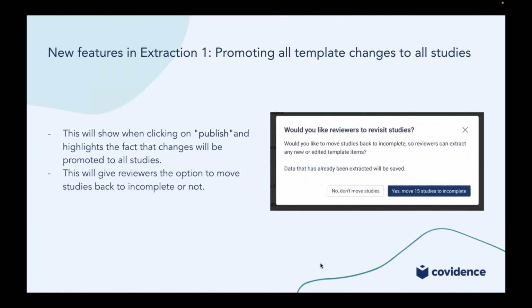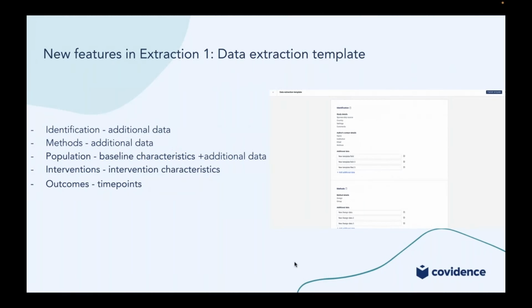Just a bit more detail on those. Just click to the next slide, Gita, thanks. So this is a bit of detail on the data extraction template. You see you can extract identification, methods, population, interventions. Those are set up for you and they're in a standard format, but what you can do in each of those is add your own additional data fields if you need them.